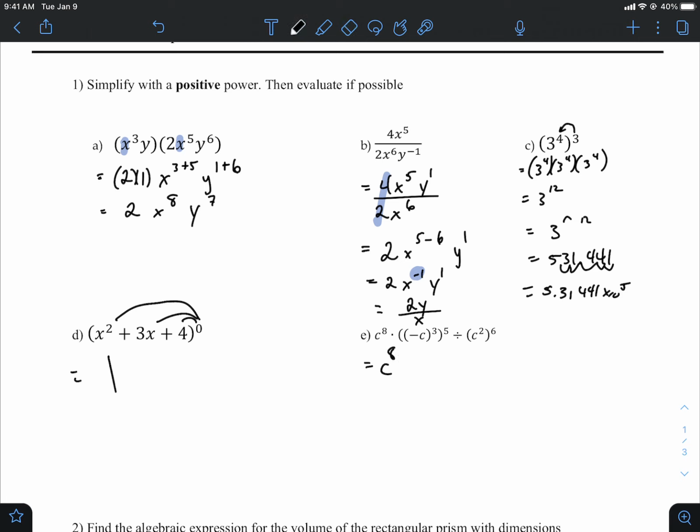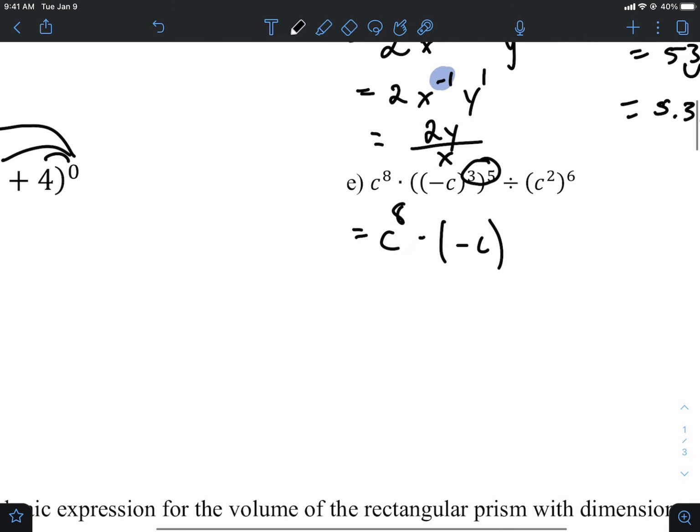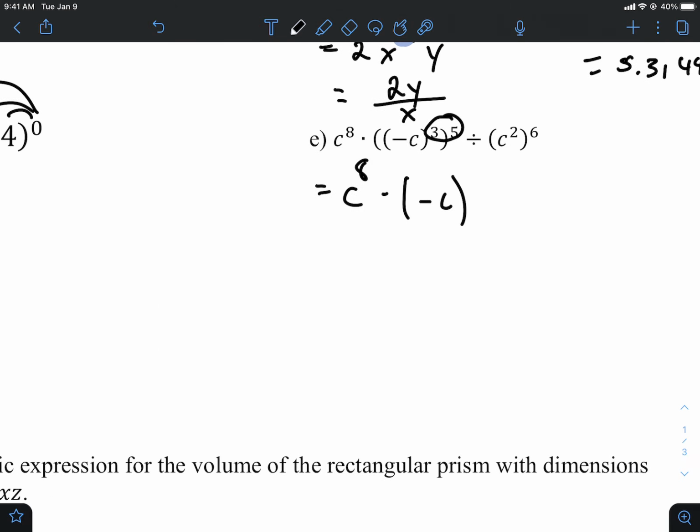We've got negative c raised to the power of what? You be careful. Powers to powers. What has to happen when you have powers to powers? 15. You've got to multiply them. That's good. Okay. And then divide that by c to the power of 12.